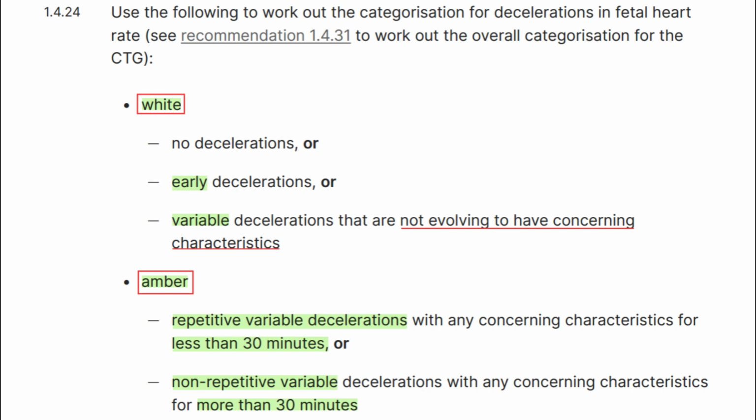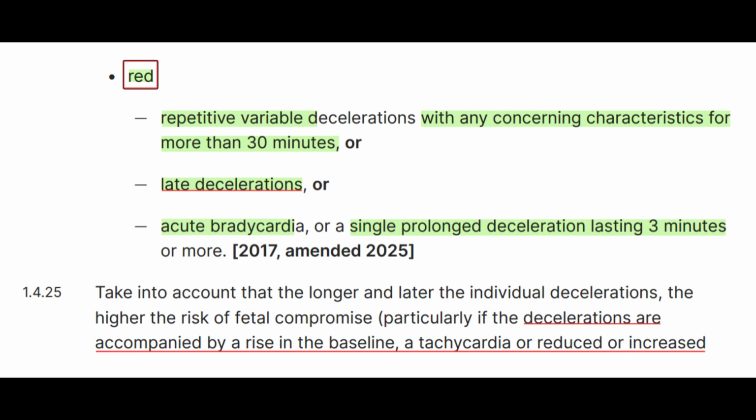White: no decelerations, or early decelerations, or variable decelerations that are not evolving to have concerning characteristics. Amber: repetitive variable decelerations with any concerning characteristics for less than 30 minutes, or non-repetitive variable decelerations with any concerning characteristics for more than 30 minutes. Red: repetitive variable decelerations with any concerning characteristics for more than 30 minutes, or late decelerations, or acute bradycardia, or a single prolonged deceleration lasting 3 minutes or more.